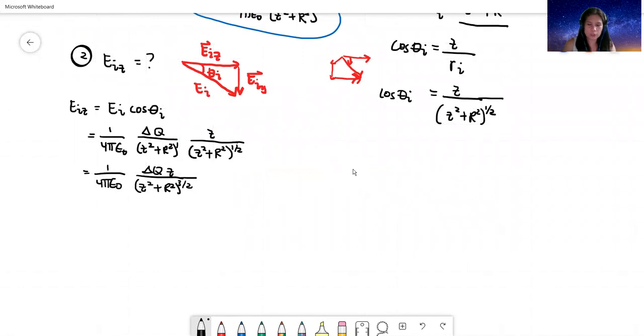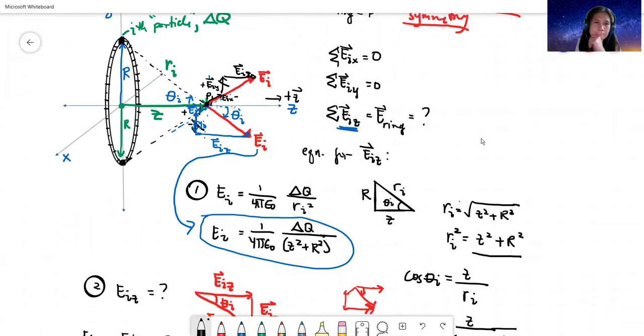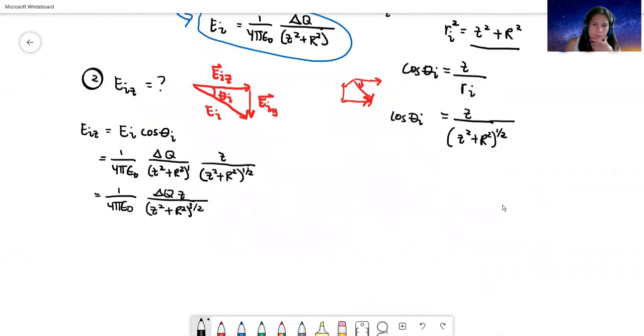Let's decide if there is a need to transition into calculus. Let's check what the constants are here. 1 over 4 pi epsilon sub naught is a constant. The Z is a constant. If you look at the figure, guys, at any segment that we have here, the Z value of each segment will always be the same. It will not change. The same thing is true with the R. So in this case, Z is constant, and R is constant.